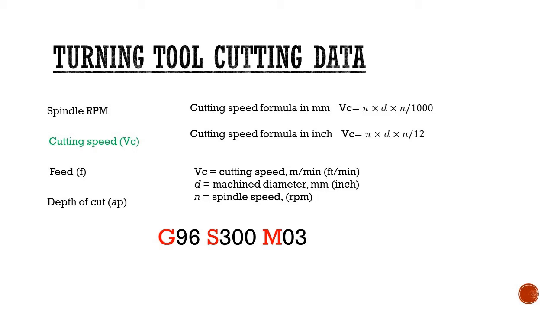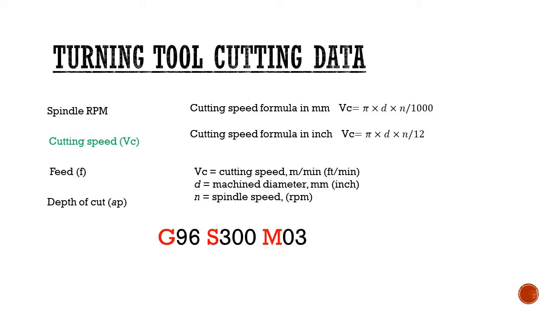This sample G-code starts with G96. In most CNC machines, G96 means that cutting speed is constant, and it takes the number after S as cutting speed. If we had G97 instead of G96, then the number after S would represent RPM. Here we have constant cutting speed and 300. M03 means that the spindle will rotate clockwise.